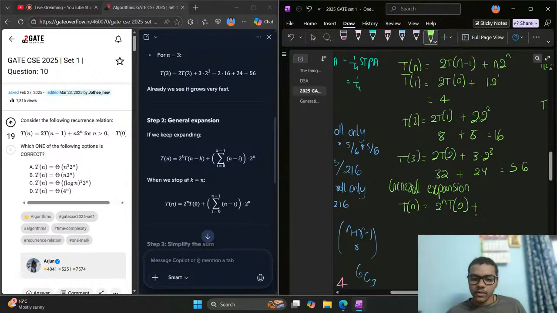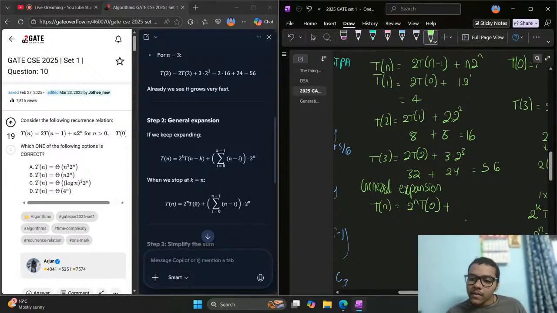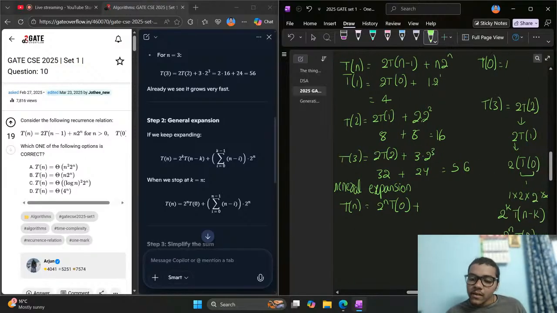Plus, and what are we doing? And if you look at the second term, T of 3, so this second term is calling n into 2 power n. Is it not?